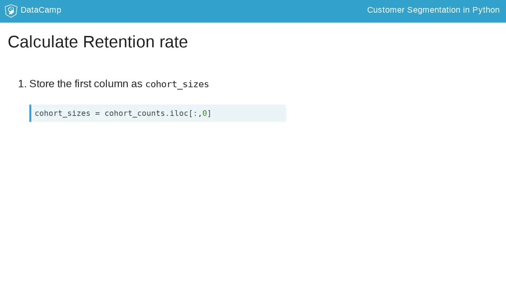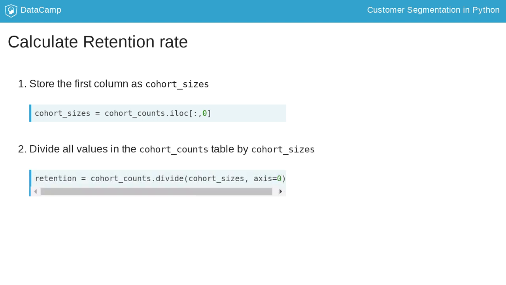We'll select the first column from the table and store it as cohort sizes. Then we will use the divide function on the cohort counts data frame and pass the cohort sizes. We set the axis parameter to 0 to ensure that we divide along the row axis. Finally, we round the ratio to 3 digits and multiply it by 100 to make it look like a percentage. With these simple commands, we have completed the retention rate metric calculation.